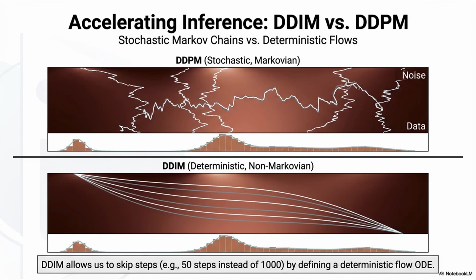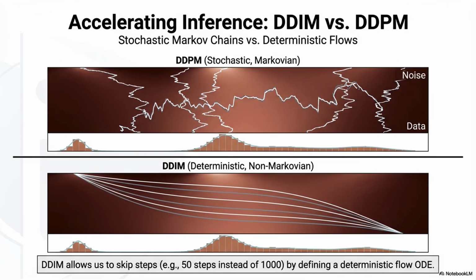The original method, called DDPM, was like taking a long, wandering, random walk through the woods to get to the final image. But a newer approach, called DDIM, is like hopping on a direct flight. It's a total game changer because it creates a predictable path, which means we can skip huge chunks of the process. We can go from 1,000 steps all the way down to maybe 50 or even just 20 and still get a fantastic result, a huge speed up.